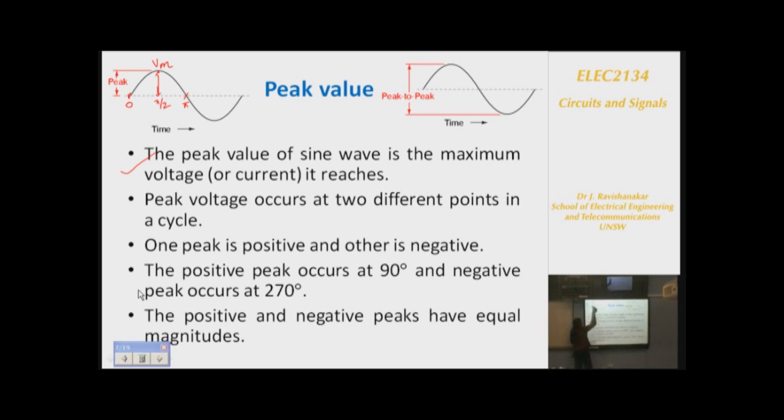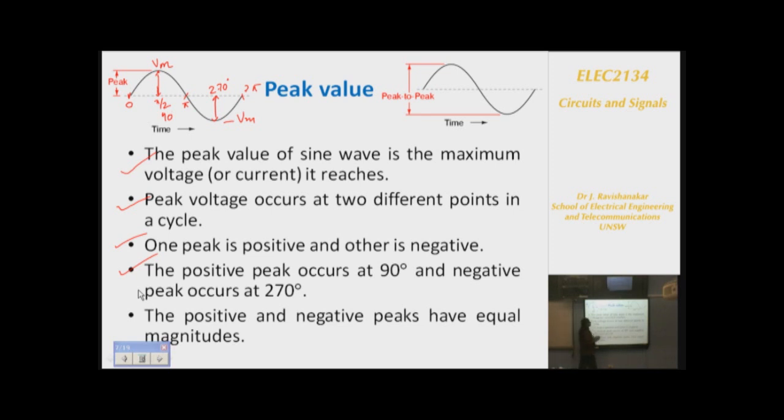In this case, because it is a sine wave, this will be pi by 2, 90 degrees, and then here we have 2 pi, 360 degrees. That means the negative peak occurs at 270. So therefore, there are two different peak voltages appearing at two different points. One is the positive peak and the other is the negative peak. The positive peak occurs at 90 degrees and the negative peak occurs at 270 degrees. And what about the magnitude? This is minus Em. So that means magnitude wise they are equal, they only differ in polarity.